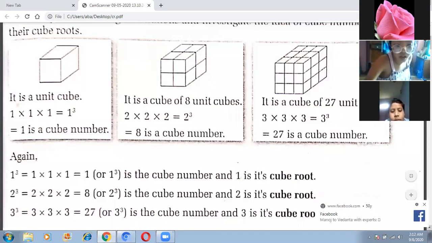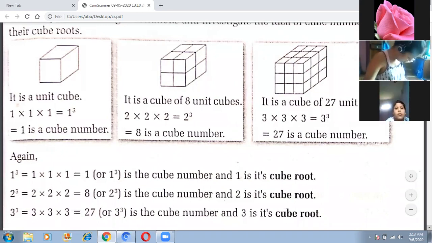Now, what is the cube of 1? 1 is multiplied 3 times. The product of three identical numbers means 1 into 1 into 1, 1 cube. 1 cube means only 1. Now, what is the cube of 3? 3 into 3 into 3. 3 is multiplied 3 times. 3 cube means 27.